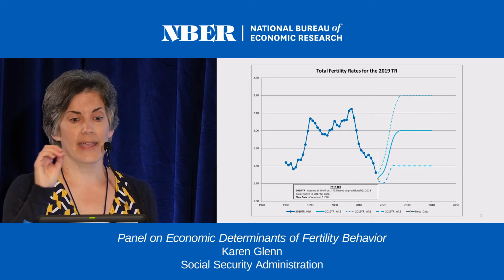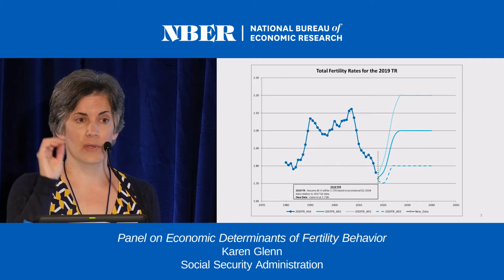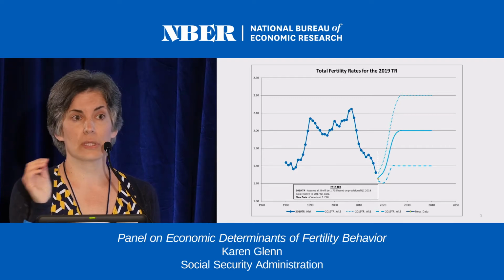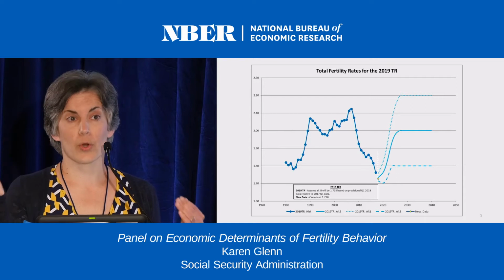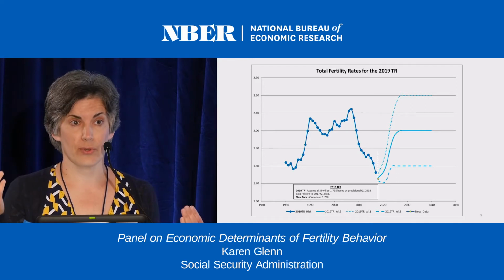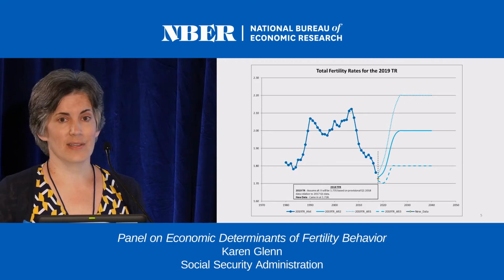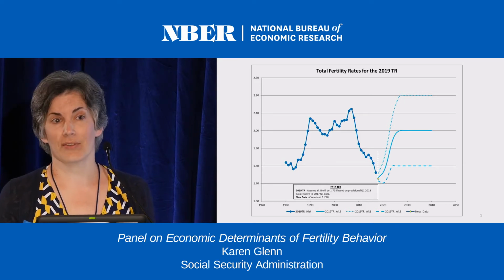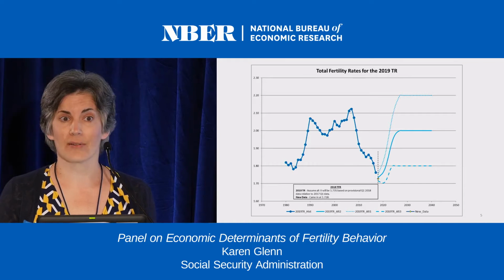Similarly, our high cost assumption is 1.8 for the future. That says if births are lower than they've been historically, that will be worse for the program. Fewer births, fewer people paying in. So the question is, we always have to think 75 years in the future. What is the right level for that TFR going forward?